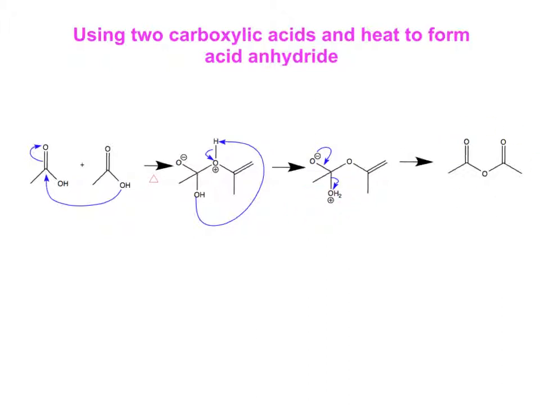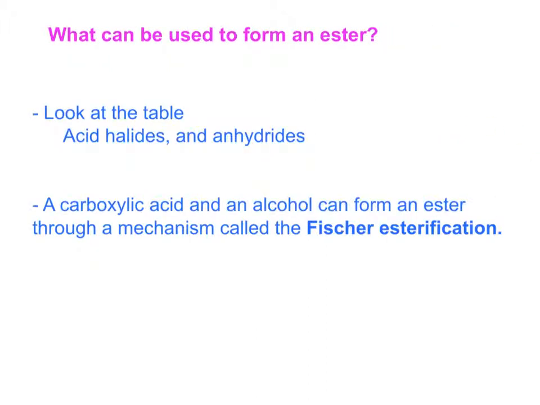our anhydride product. Again, using the table method, we can see that in order to form an ester, we can use acid halides and anhydrides. And a unique mechanism using a carboxylic acid can also be used to form an ester called Fischer esterification.